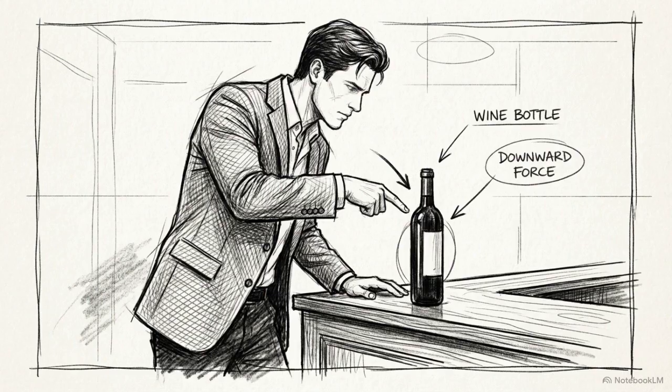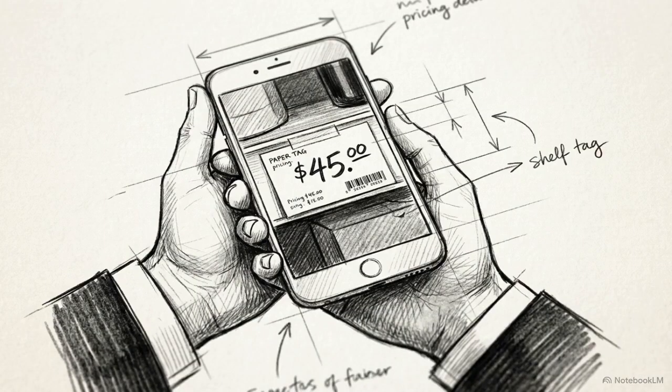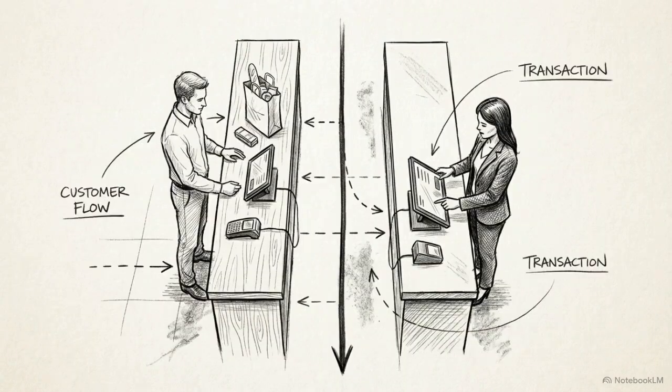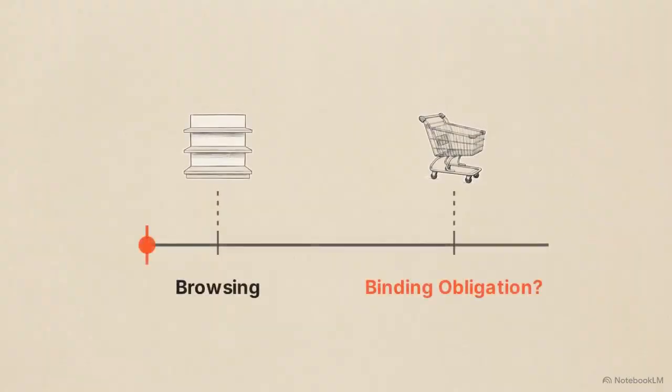Julian insists he has a right to the bottle. He argues that the shelf display and the $45 price tag constituted a legally binding offer, and that he formally accepted that offer the exact moment he placed the bottle into his cart. This everyday retail standoff perfectly isolates the core tension of contract law. We have to determine the precise millisecond a casual, voluntary interaction locks into a legally binding obligation.